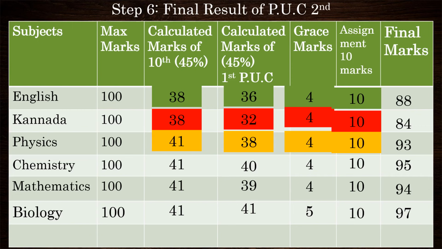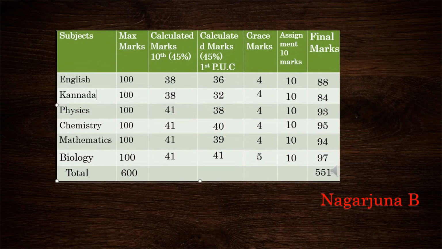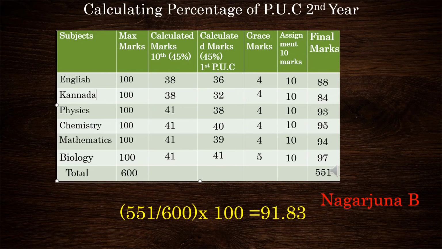On this basis only your results will be declared, and like this you need to calculate your PUC second year result. So the total marks will be, for the maximum marks 600 and you have obtained 541, and we can calculate the percentage of this. We can calculate the percentage also by considering the marks which have been obtained and the maximum marks. So this can be calculated by writing within the bracket 551 divided by 600 into 100. It is equal to 91.83. That means the percentage of PUC second year is 91.83.